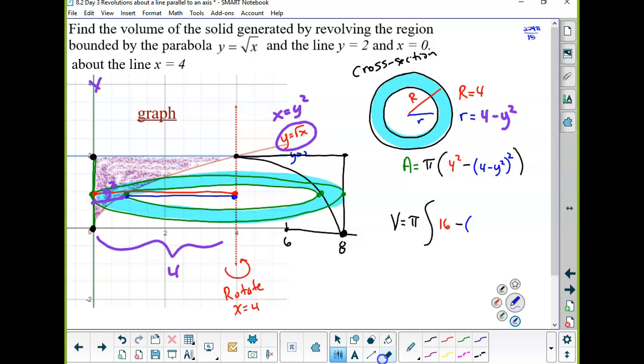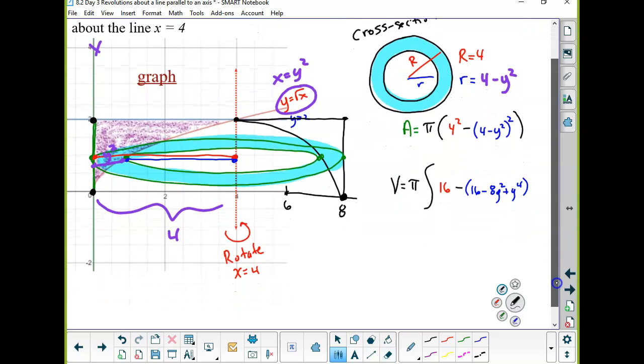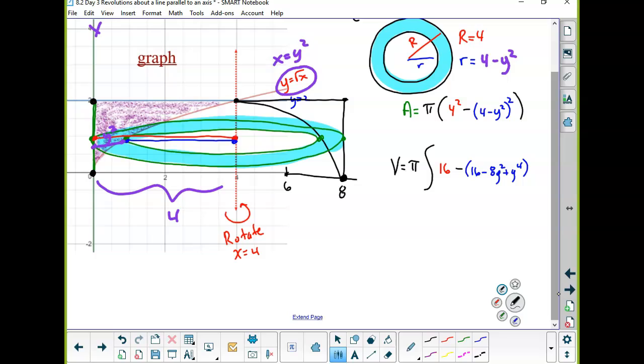If you are comfortable, could you FOIL this out in your head? If you can, go ahead and do it. I know I'll have 4 times 4, which is 16. I'll have 4 times negative y squared, but then it'll be doubled. So I'll get a negative 8y squared. And then I'll have negative y squared squared, which is a positive y to the 4th. If you don't like that, then do this part as side work and just FOIL it out on your own. Don't try to do too much in your head if you know that you might make an error.